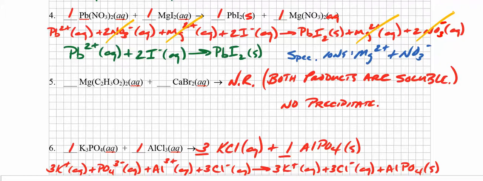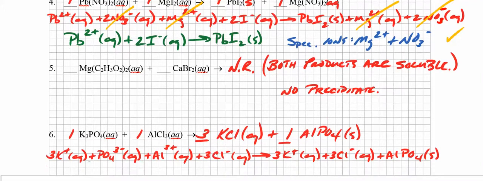What's left? We've got lead 2 plus aqueous plus 2 I minus, that's aqueous, yields PbI2. That's a solid. Lead 2 iodide is a solid. So that's our net ionic equation, and we're done then with number 4. Now let's take a look at number 5.